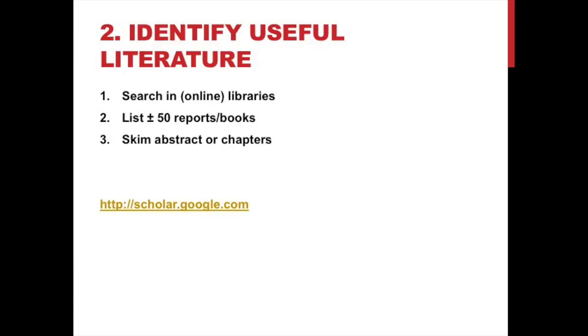Of course, you can find a lot of literature in libraries. Libraries also have an online platform where you can search for what they have available. And ideally, you make a list of 50 reports or books or journal articles which you find interesting. And then you start skimming the abstracts or chapter headings if these reports or books or articles on your list are really useful for your own research subject. And also helpful is Google Scholar, and I'll explain later on how to use this tool.